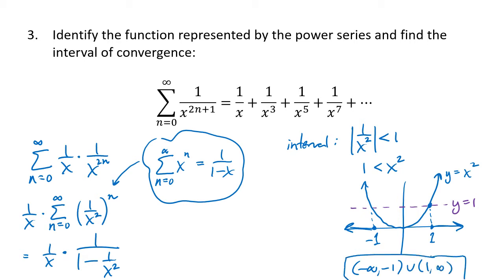So same interval as the last one. And again, we can do some algebra here to clean up our function. This one works out to be x over x squared minus 1. So that's the function that we're representing, and that's the interval of convergence.